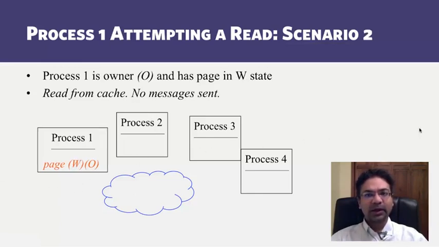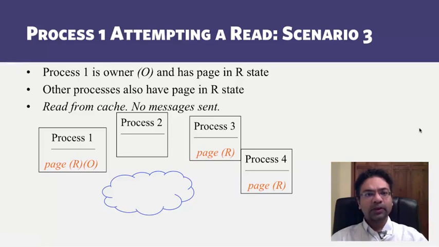Let's look at the second scenario. In the second scenario, process 1 is the owner of the page and the page is in the write or W state. Once again, in this case, a read by process 1 can be done directly from the cache, and it does not need any messages to be sent over the network. In the third scenario, process 1 is the owner, has the page in the read state, but there are a bunch of other processes that also have the same page in the read state. In this case, processes 3 and 4 are in the read state for that given page. Once again, when process 1 reads the page, the read can be served from the cache and no messages need to be sent.